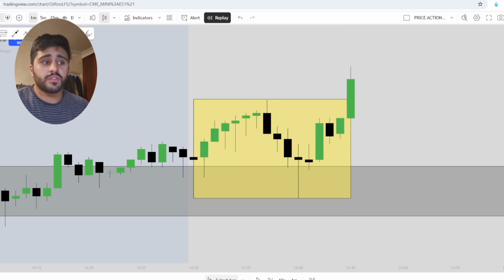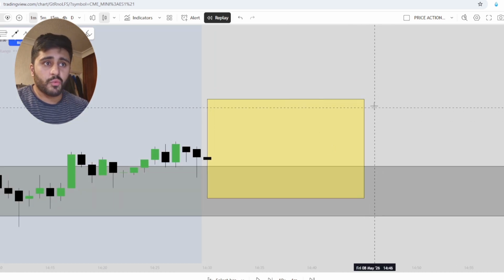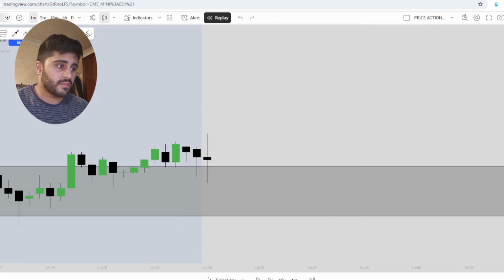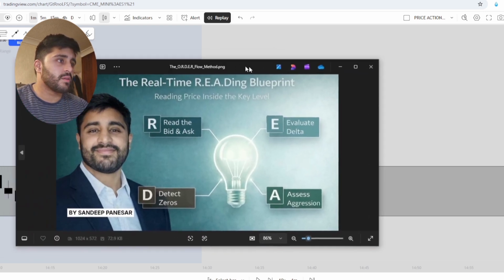So this is where we use order flow. The way I want you to think about order flow is like this. In fact, let me quickly get out the image. If I go to signature system, how are we looking to read order flow? This is how it works.